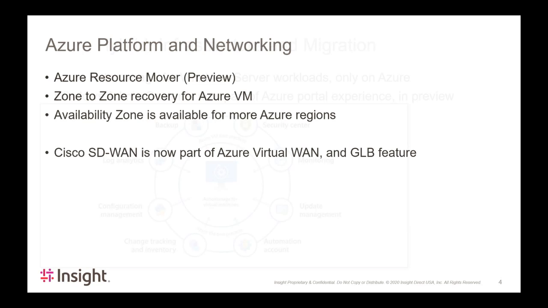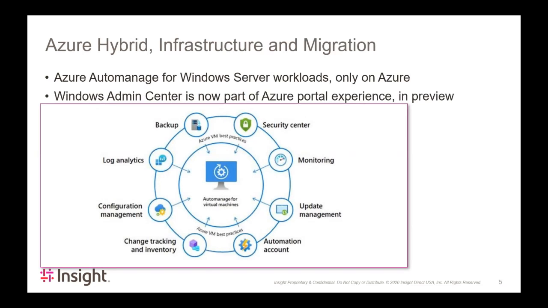Okay, so let's look at the feature-heavy release section, which is Azure Hybrid Infrastructure and Migration. One of the most exciting things is Azure Automanage for Windows Server workloads, and it's only on Azure. We know traditionally we need to configure a Windows server using either Desired State Configuration or ARM templates here and there everywhere. But now Microsoft released a single pane of glass using Azure Automanage to do the post-configuration and the desired state configuration for your Azure virtual machines with a single profile-based deployment platform across the board.